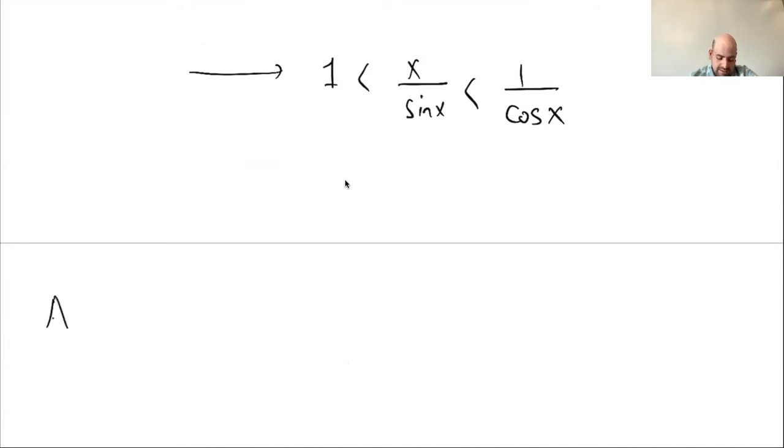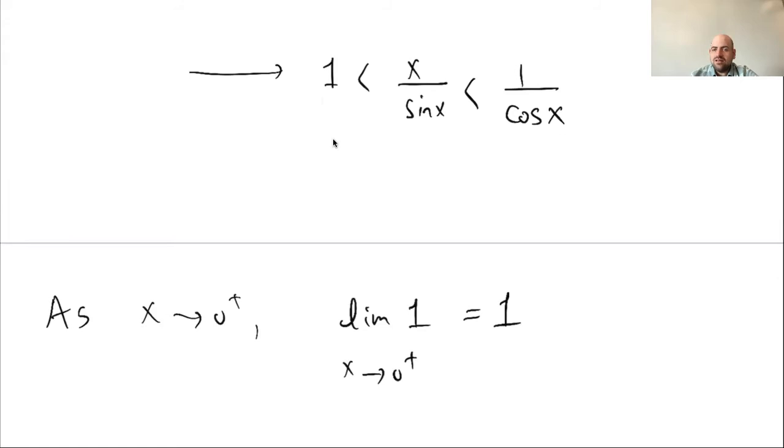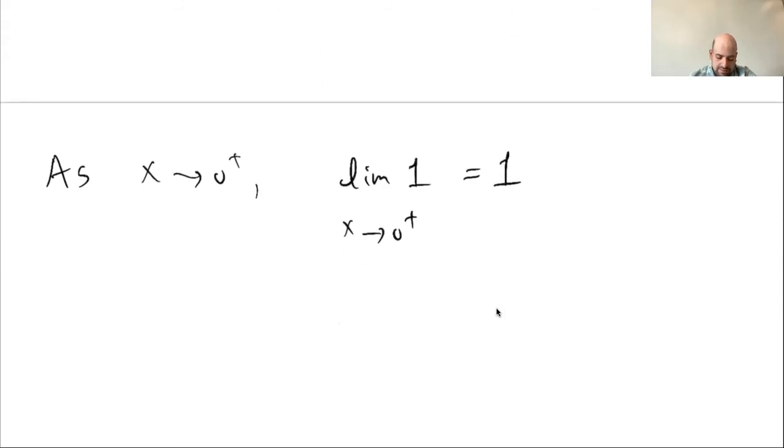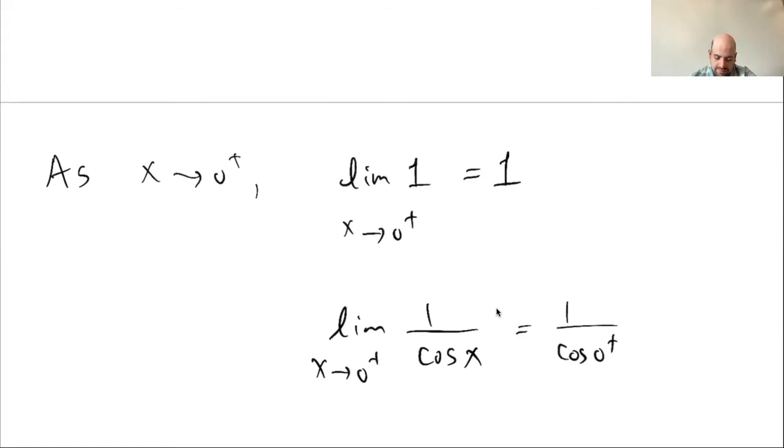So let me say, as x approaches 0 from the right, the limit of 1 as x approaches 0 from the right is definitely 1, right? Because it's a constant function. The limit of a constant function is always the same. And what about the limit of 1 over cos x as x approaches 0 from the right? This is 1 over cos 0 plus, which is 1 over 1, and that's 1.